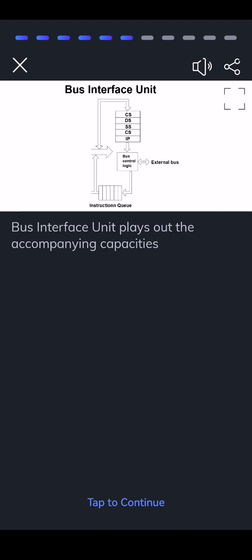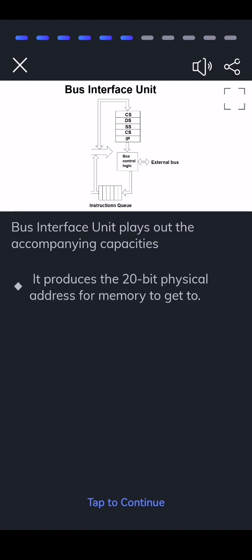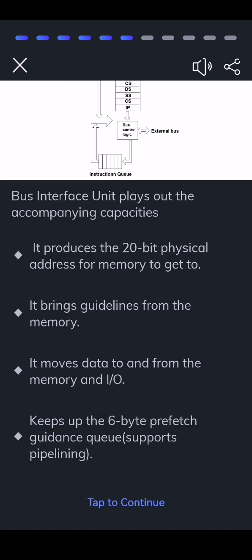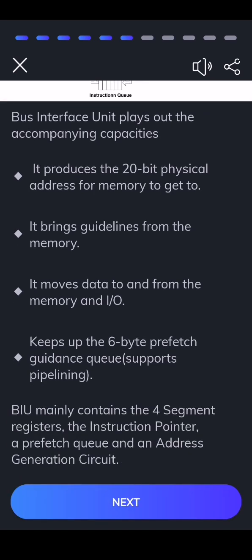The Bus Interface Unit performs the following functions. It generates the 20-bit physical address for memory access. It fetches instructions from the memory. It transfers data to and from the memory and I/O. It maintains the 6-byte prefetch instruction queue. It supports pipelining. BIU mainly contains the 4 segment registers, the instruction pointer, a prefetch queue, and an address generation circuit.